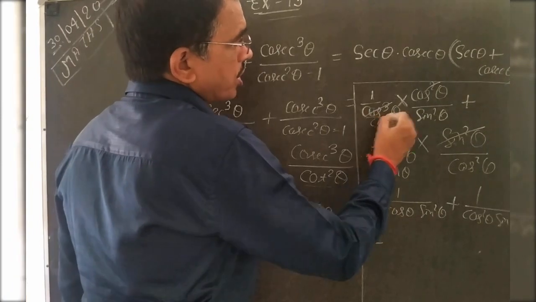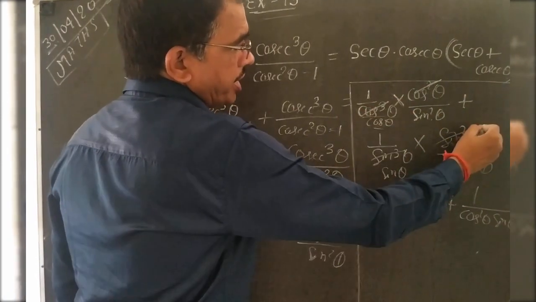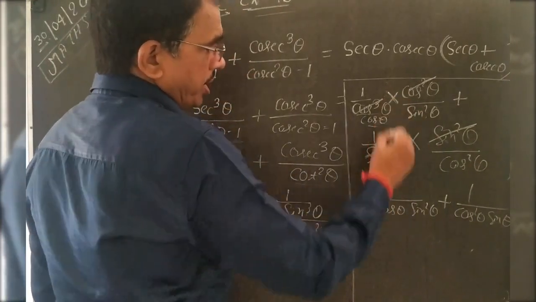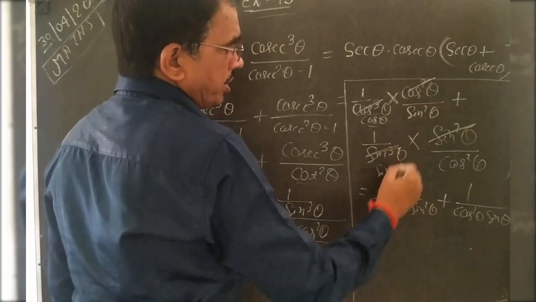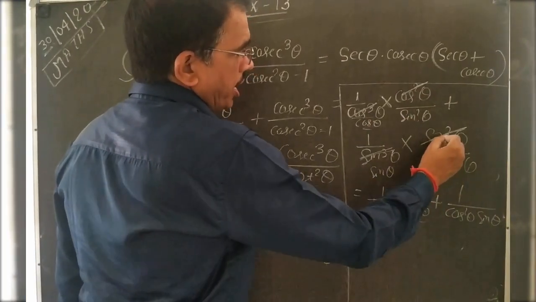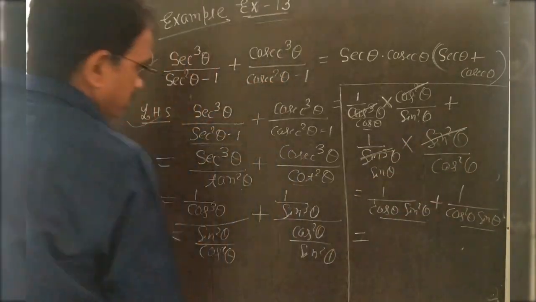Here is cos cube and cos square, so they cancel, and cos theta remains. Here is sin square and sin cube, so sin theta remains. And what is here? 1 into 1 is 1, and cos theta into sin square. Here is 1 into 1 and sin theta into cos square.